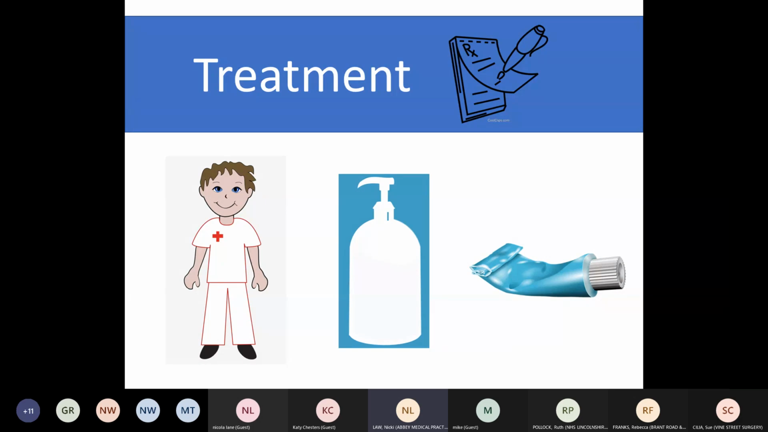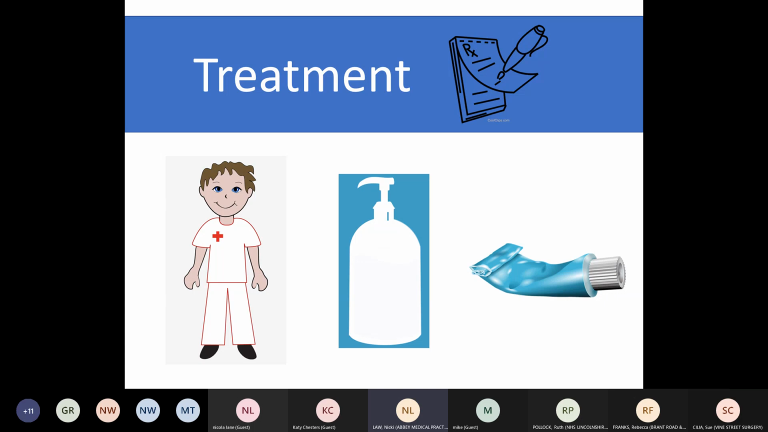Somebody's put in the chat about a steroid cream, and definitely a steroid cream can help short term if it's very itchy, but changing the way you're doing things is much more important than the steroid cream. I do tend to give a steroid cream if it was like the picture that we'd looked at where there were fissures and it was clearly quite inflamed.